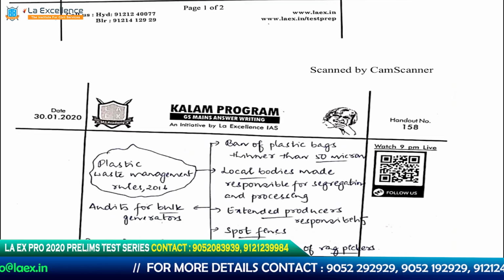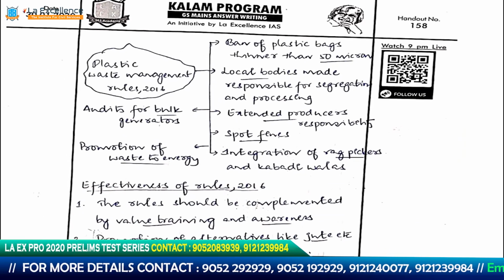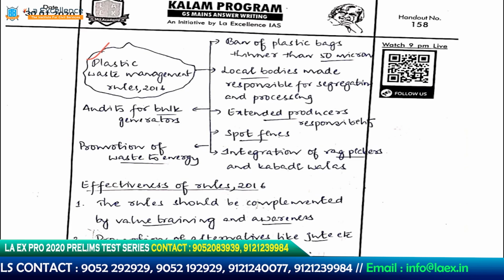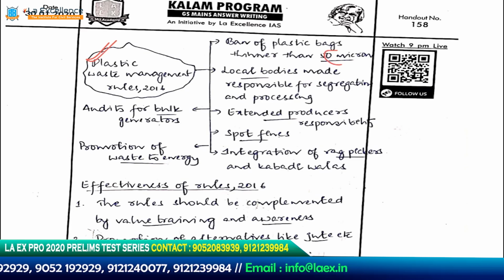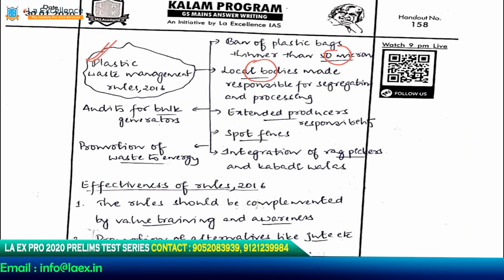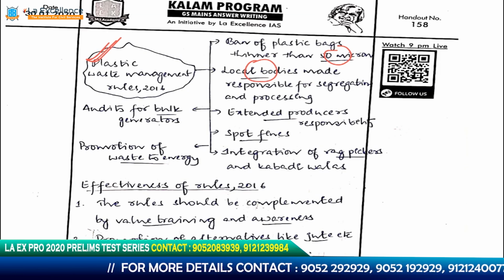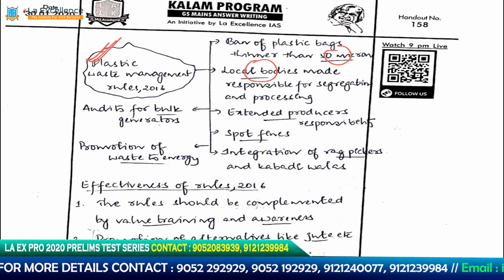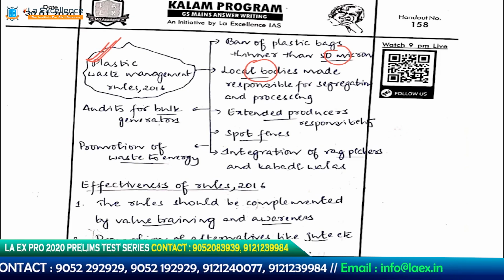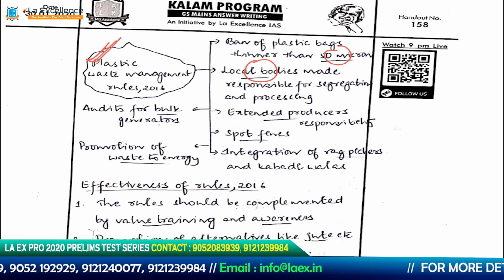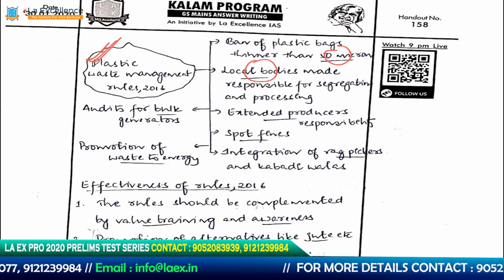He's supposed to talk about plastic waste management rules, and he has done it. He's talking about the rules as such. Ban of plastic bags thinner than 50 microns. Okay. Local bodies have been made responsible for segregation and processing. This is interesting. This was basically one of the debatable points of this act. Local bodies have been made responsible, and what it means is that if these bodies are not able to handle the plastic waste, they are supposed to justify it. They are supposed to be accountable to the fact that they are not able to control the plastic pollution.